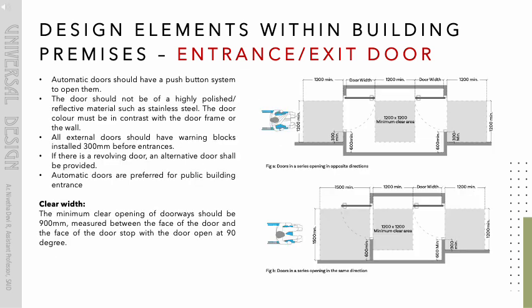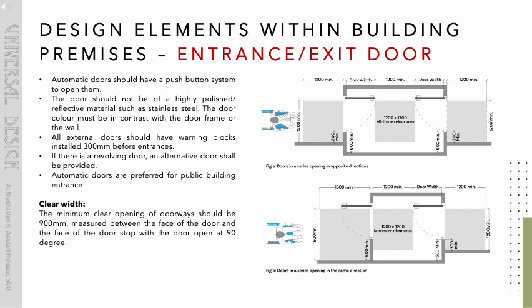Automatic doors should have a push-button system to open them. The door should not be of a highly polished or reflective material such as stainless steel. The door color must be in contrast with the door frame or the wall. All external doors should have warning blocks installed 300 mm before entrances. If there is a revolving door, an alternative door shall be provided. Automatic doors are preferred for public building entrance.